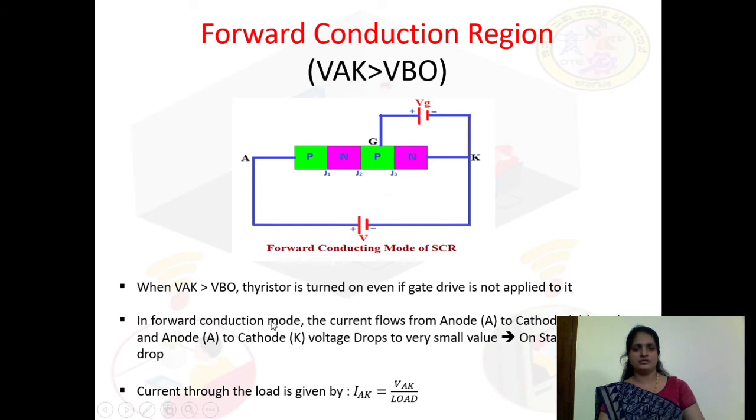In forward conduction mode, the current flows from anode to cathode heavily, and the voltage drop is very small. This is the on-state voltage drop. As a result, the current through the load will be equal to IAK, the current between the anode and the cathode. It is VAK divided by the load we connected.